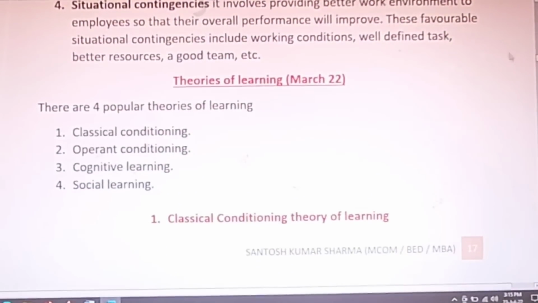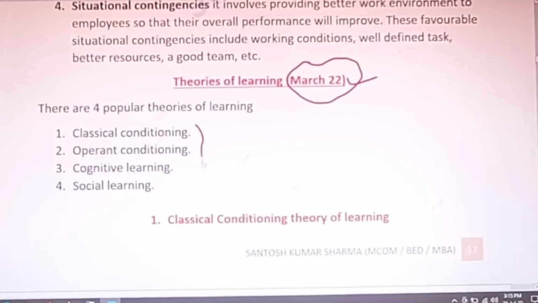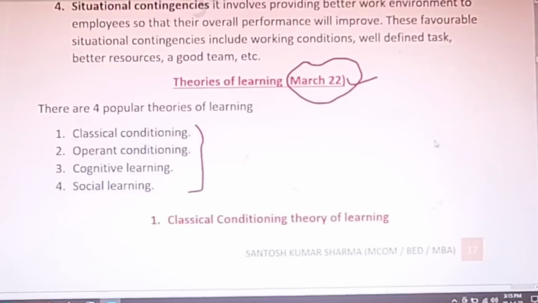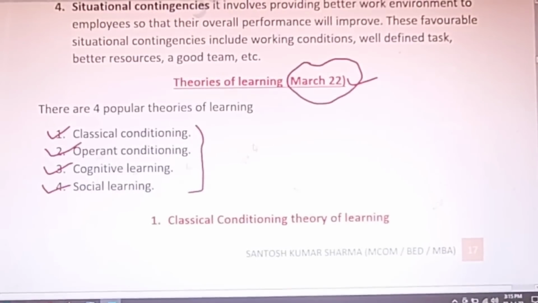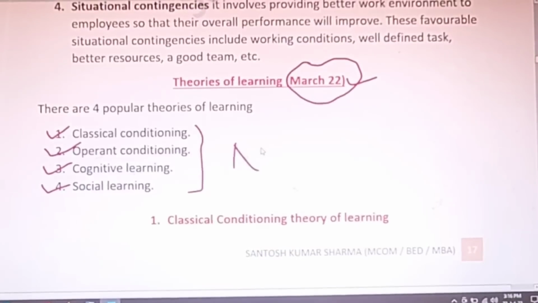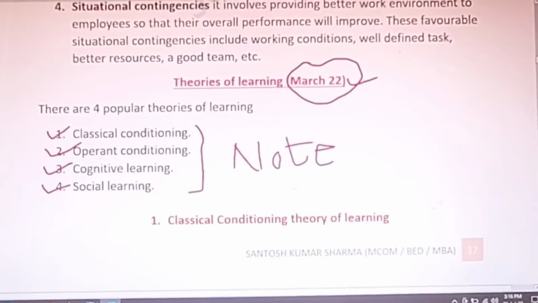The different theories of learning. This question came in the March 2022 exams. Okay, and these are the different types of learning, like theories of learning: classical conditioning, operant conditioning, cognitive learning, social learning. Now in this year's exam you can get short notes on this. So be particular about this, that you have to write short notes on this. Okay, right.